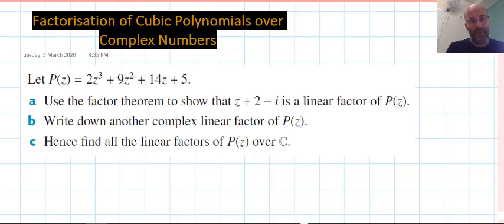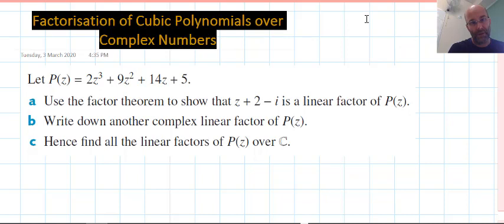We're going to factorize cubic polynomials and we're going to get complex linear factors. By example, we have a given p of z, and it says p of z equals 2z cubed plus 9z squared plus 14z plus 5. We have three things to do.